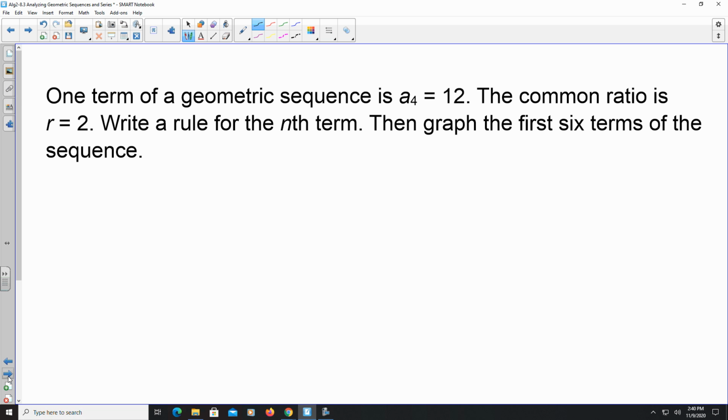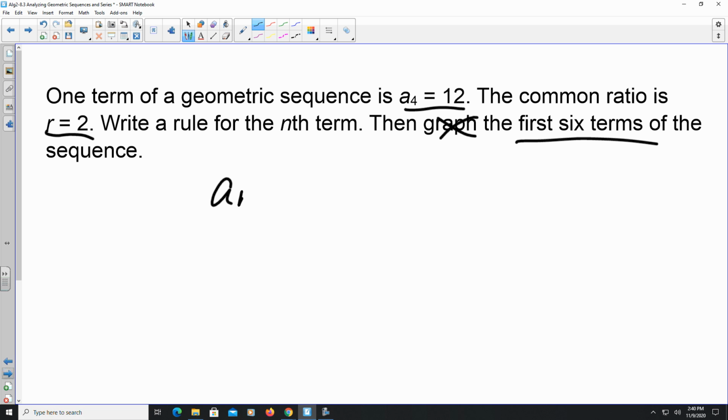So in this scenario, they gave us that a sub 4 is 12, and they gave us the common ratio to be 2. So they asked us to write a rule. I'm not concerned about graphing, but let's use that rule to find the first 6 terms.